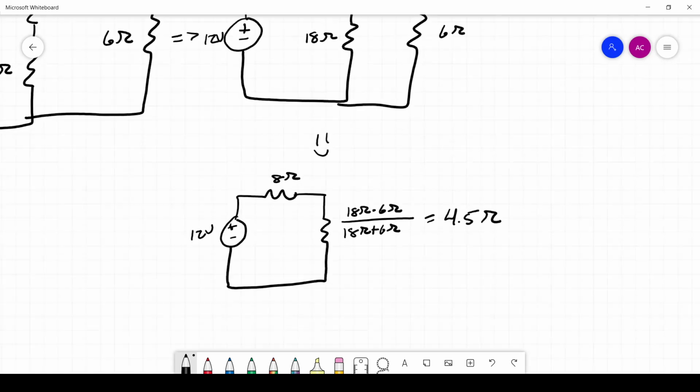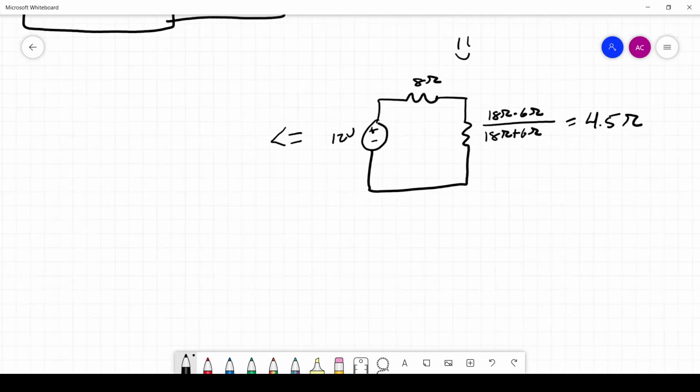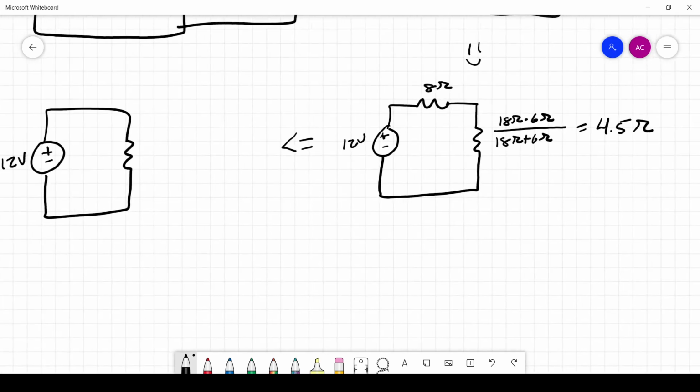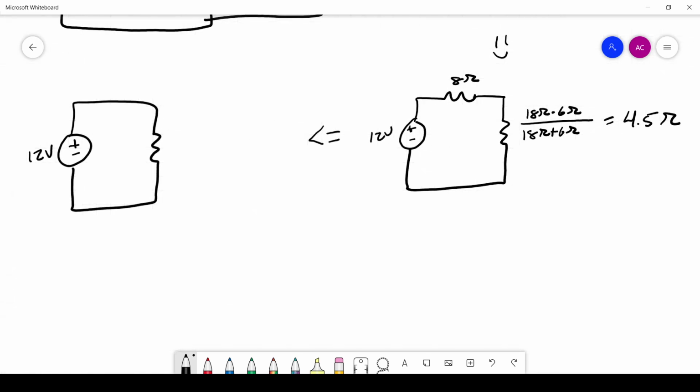Okay, so now, what do we have here? We have these 2 resistors in series, so that tells us we can simplify those even more. So last thing we're left with, I'll make it a little bigger, is a 12 volt source and a single lonesome resistor. And that resistor is going to be the sum of the 2 resistances in series, 12.5 ohms.